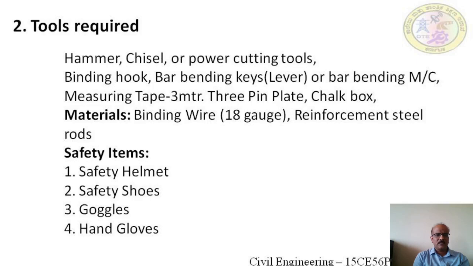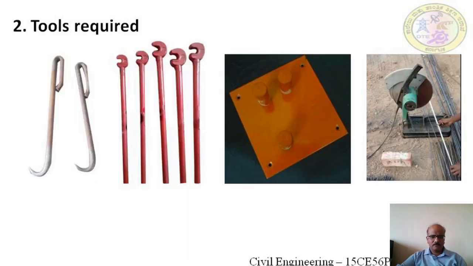And materials required are bar bending wire and reinforcement of required diameter, and safety items: the safety helmets, safety shoes, goggles and hand gloves are required for the safety of the laborer. These are the general tools required for fabrication: bar bending hooks, lever or bar bending keys. This is a 3-pin plate which can be fixed on the bar bending table, and power cutting machines, tape, etc.